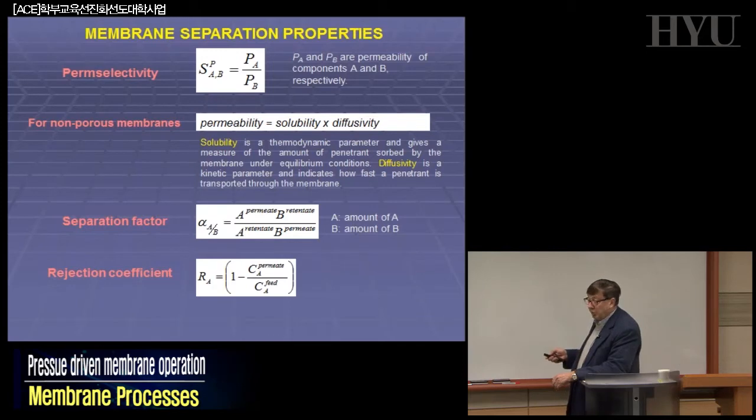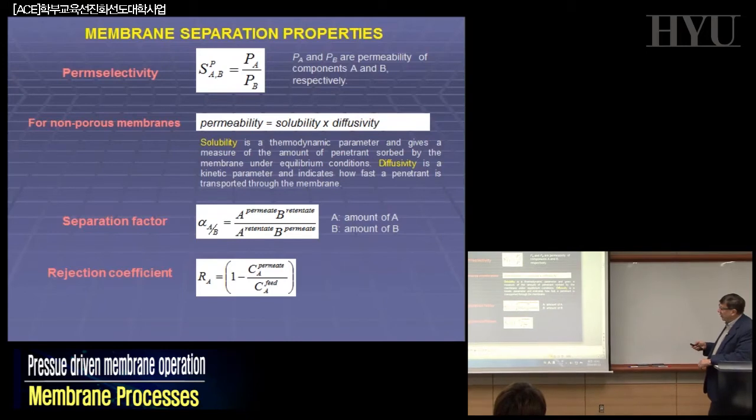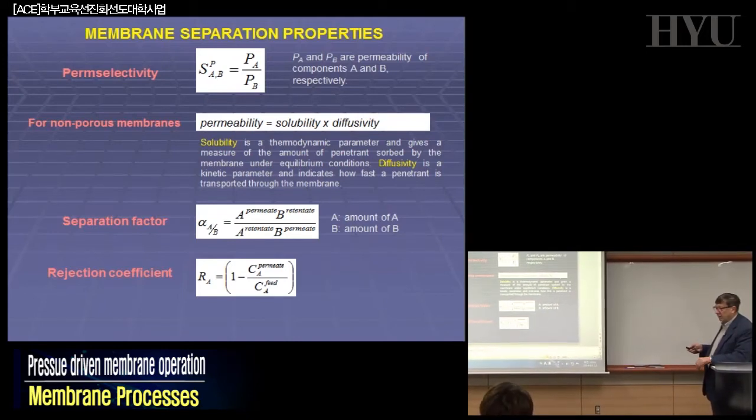For non-porous membranes, for dense membranes, we also define permeability, which is nothing more than the product of, as we mentioned last time, solubility and diffusivity. Assuming that in our membranes there is no size effect, only solubility and diffusivity are the two phenomena controlling our membrane transport properties. And remember that solubility is a thermodynamic parameter given by Henry's law, for example, that you are familiar with, which is a function of temperature.